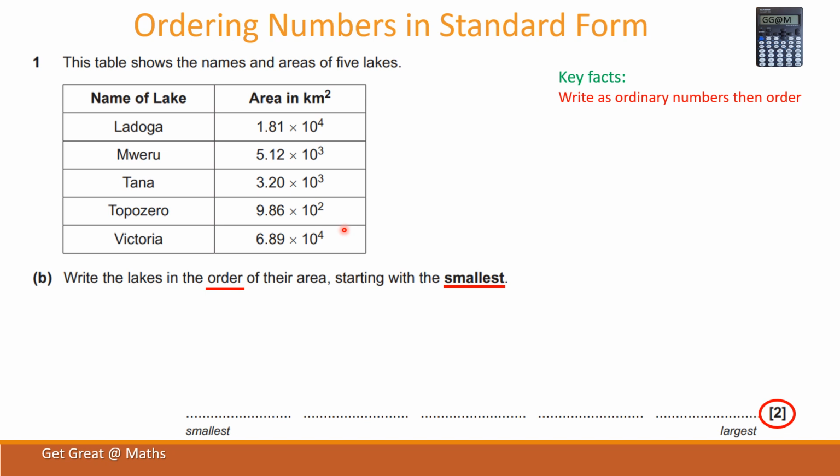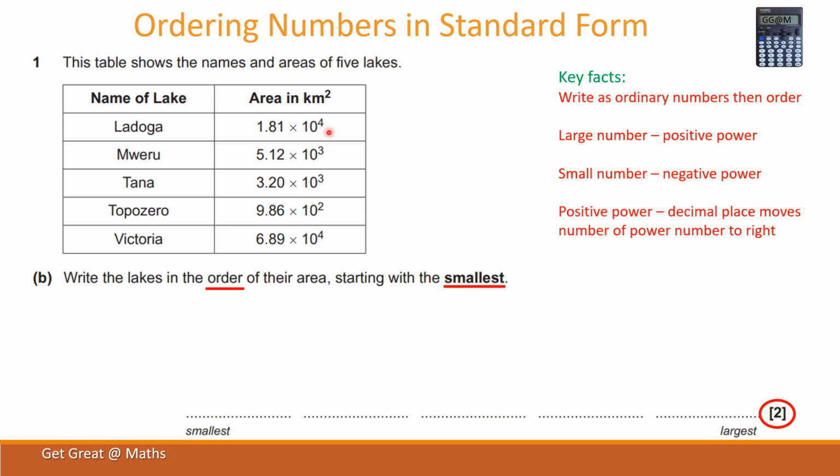We need to be able to write all these numbers in standard form as ordinary numbers. Once we've written all these numbers as ordinary numbers, then we can order them. Remember that a large number has a positive power. So these numbers here are all positive, which means these are all going to be large numbers. If I had a negative power after the times 10, then I would have a small number. None of these are going to be small.